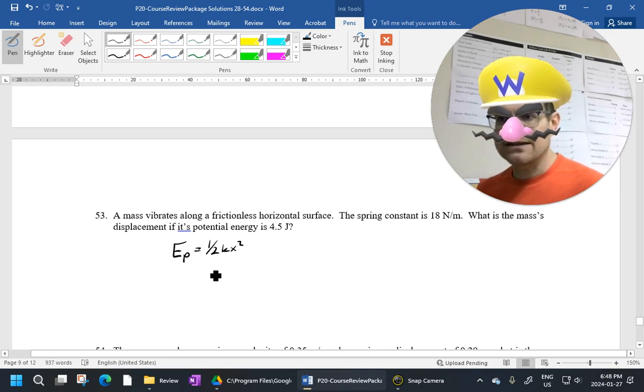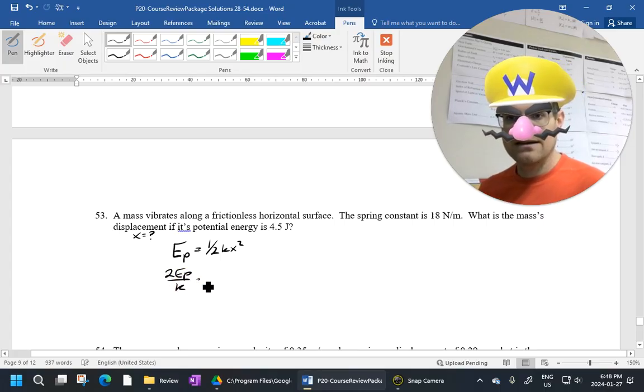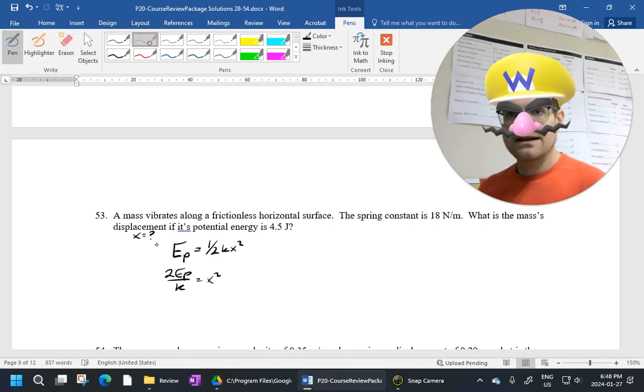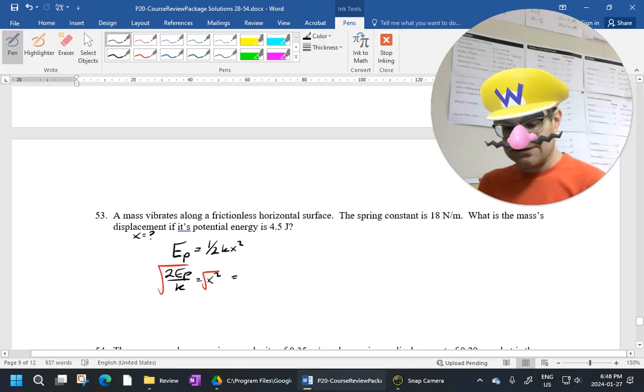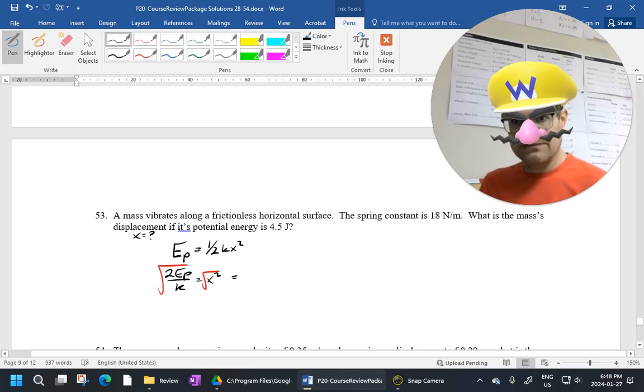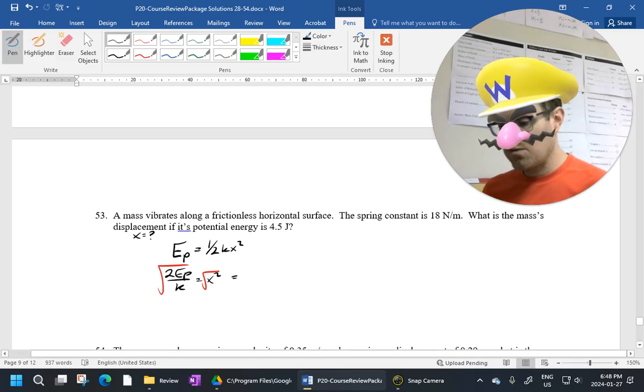So we're just trying to find the displacement, the x value. We have the EP, we have the spring constant, so we're just trying to find x. If I multiply both sides by 2 and divide by k, I should get x squared, and then just take the square root of both sides. What do we get here? I'm just cruising through these last questions because they're not the most difficult ones. The more difficult ones are way back in time.